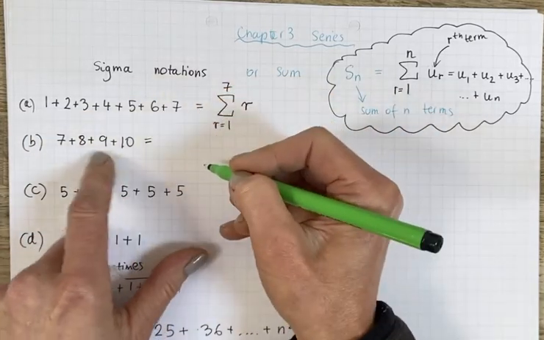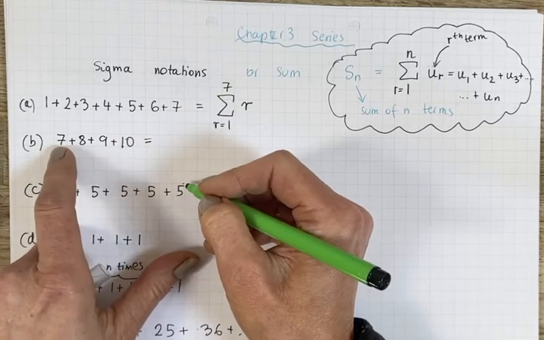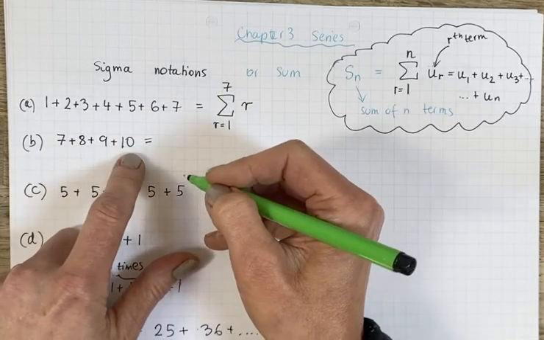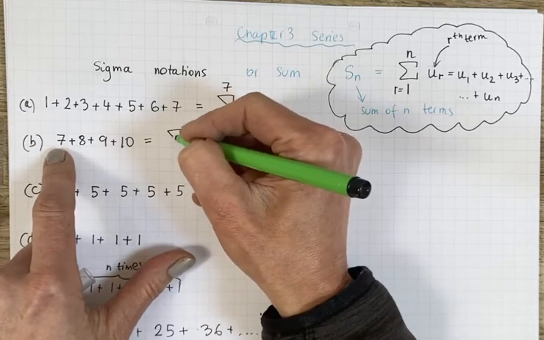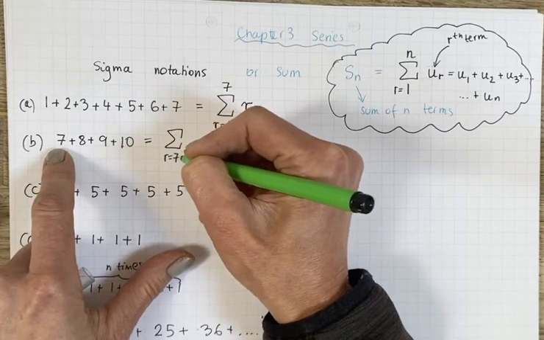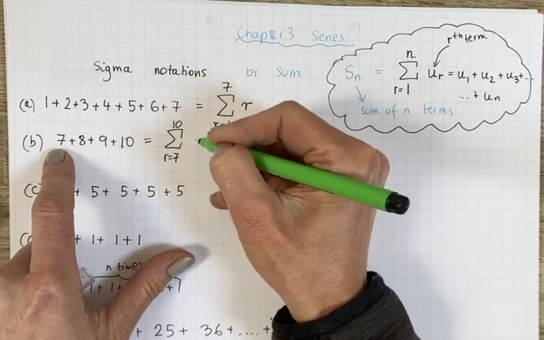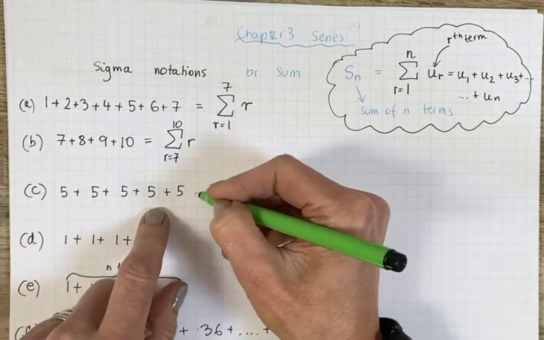Okay, so over here we've got a very similar situation, but there's only 1, 2, 3, 4 terms. But we are going to begin from 7. So you could rewrite it as r equals 7 all the way up to 10. And the rule is r as well, the rth term.